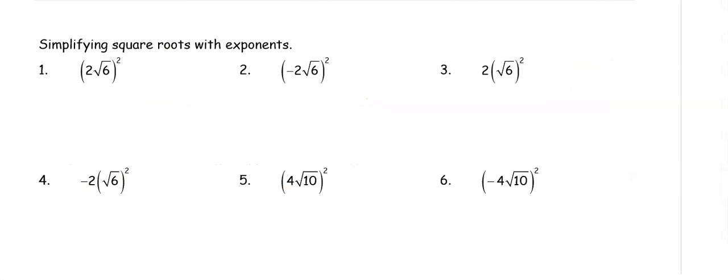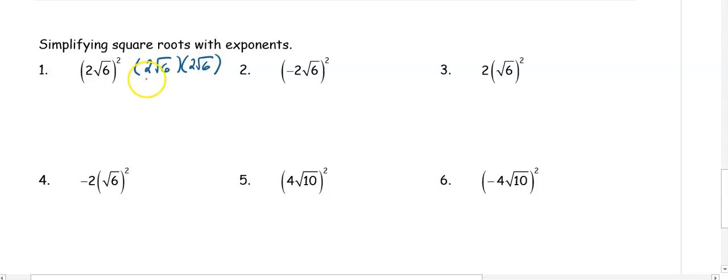So when we are simplifying square roots with exponents, whatever's in the parentheses, because it's squared, we're going to rewrite that twice. So in this case, we would have 2 root 6 times 2 root 6. Then we're going to multiply the outsides and the insides together. So the outsides, 2 times 2 is 4. The inside, 6 times 6 is 36. Now, 36 is a perfect square, so we have 4 times 6, which is 24.